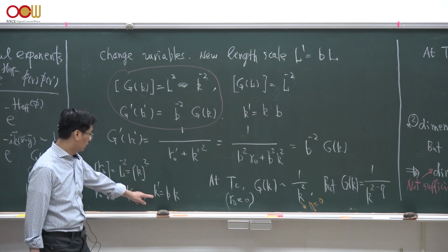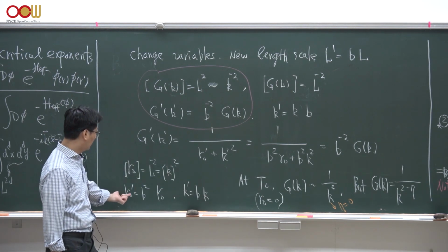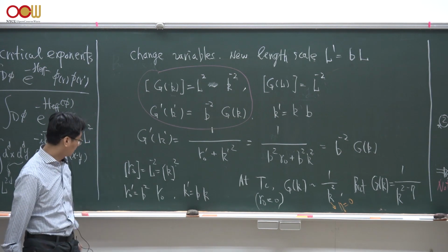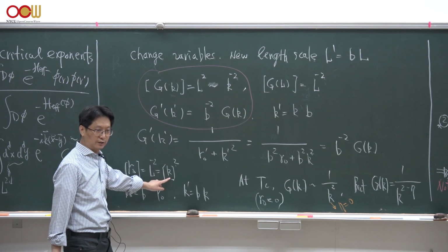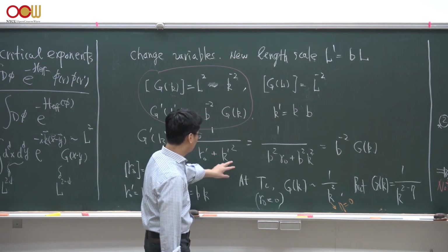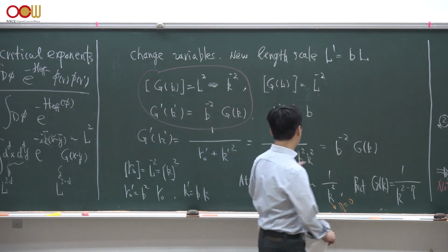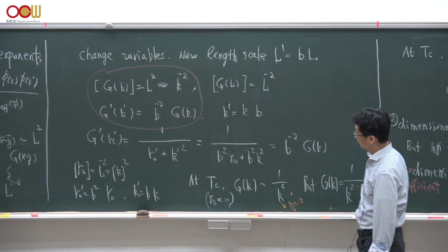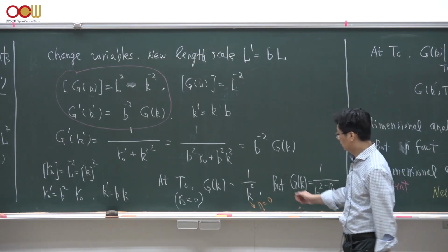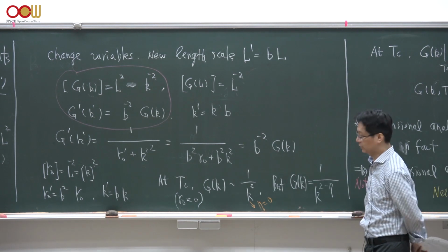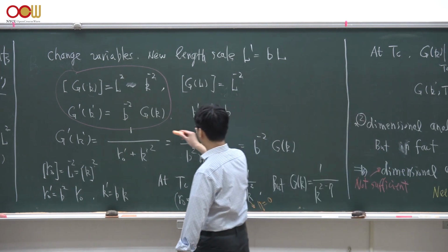So if I transform this K prime by a factor of B relative to this K, then this R0 prime transforms like B squared times R0. That simply comes from the fact that R0 has a spatial dimension of K squared in K space. So then you simply plug in the relation between prime and unprime variables by including the factor of B or B squared in this G prime form, and you get 1 over B squared R0 plus B squared K squared. Then you simply take out this B squared from the denominator, and you get B to the power of minus 2 times G of K. And this is precisely what it says here.